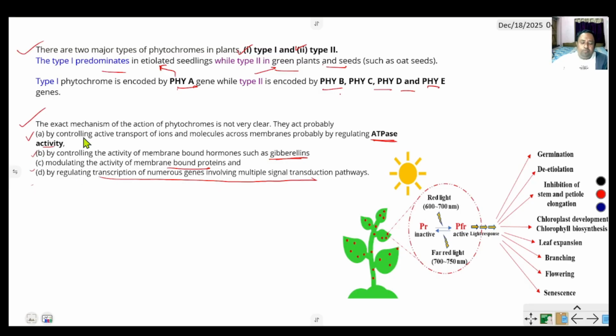So overall, the role of phytochrome is that it controls the seed germination process, de-etiolation, inhibition of stem and petiole elongation, chloroplast development and chlorophyll biosynthesis, leaf expansion, branching of plants, flowering of plants and senescence. All these processes are controlled by this phytochrome.